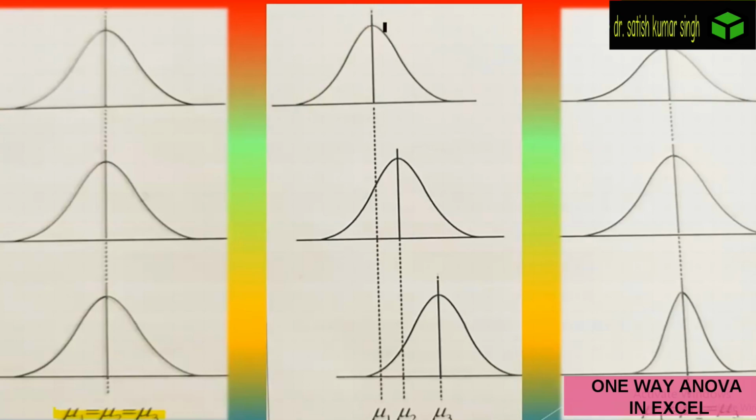Now let's analyze this group. In this group, you can see this is the first group, this is the second group, and this is the third group. Here you can find the mean of all three groups is different. The mean is different, but their variance we find is the same. So this is the second group, and this is the third group. Normally you will find this kind of condition in the real world.